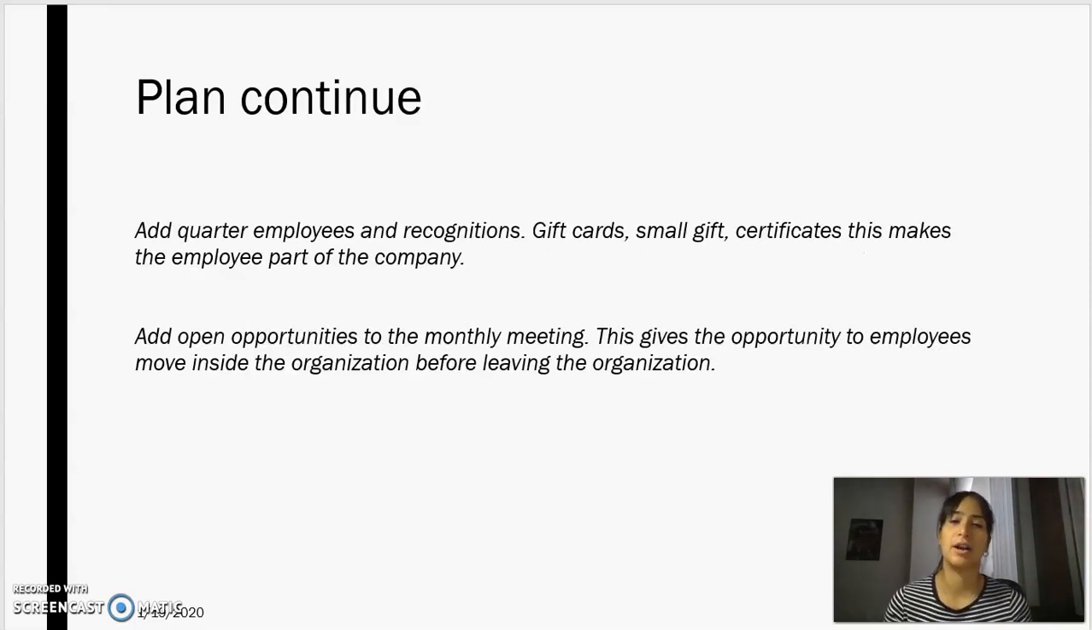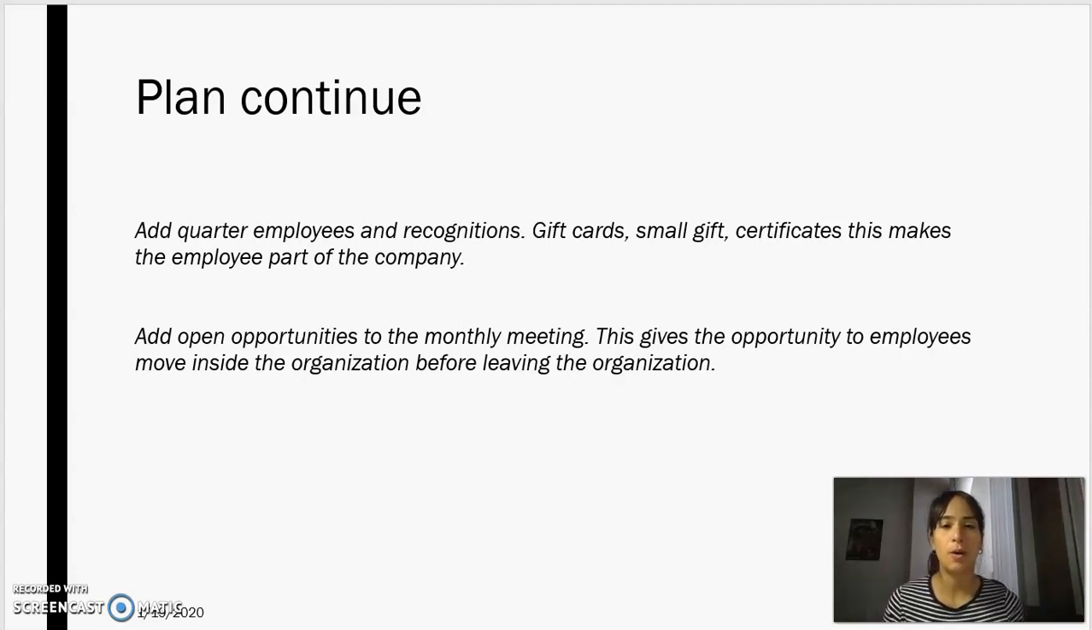Also, I added a quarterly employee recognition where managers or team members can nominate a person who is worthy of a gift. It can be a small cup with the company name, a new lanyard, a small airplane, or a certificate that says that the employee has achieved something in that quarter. And gift cards are also really good. They are the most common within the organization. This makes the employee feel appreciated and part of the organization.